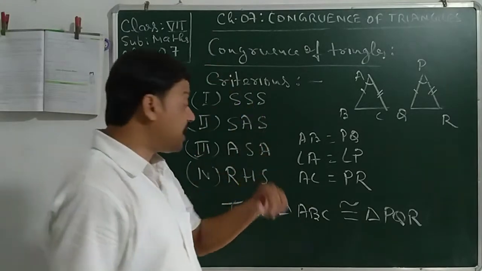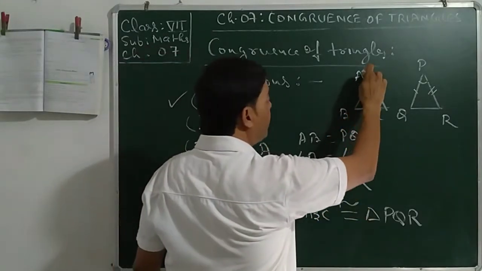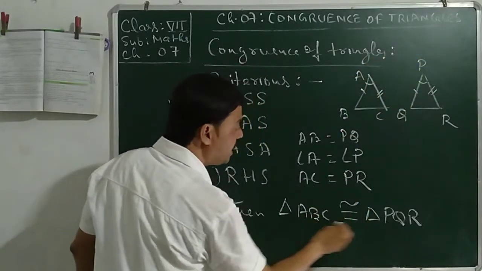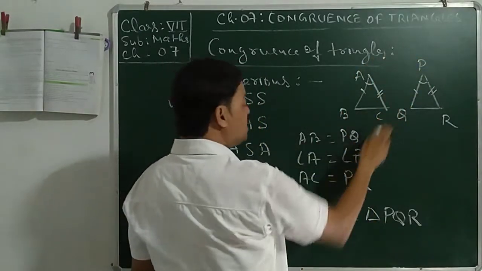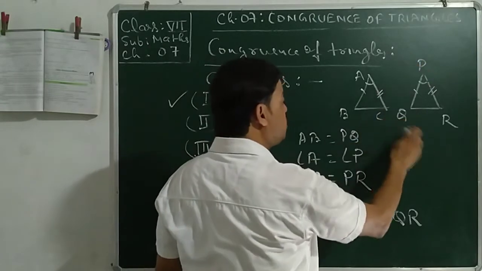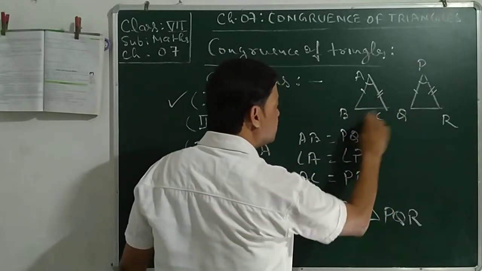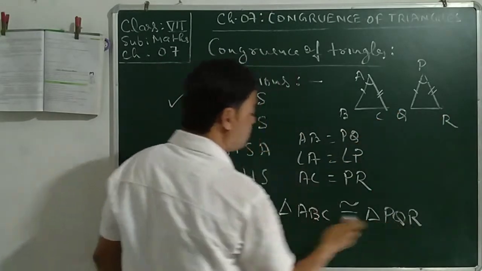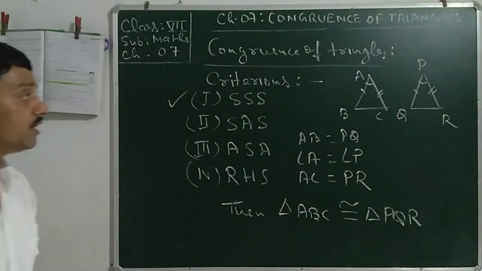While naming the triangles, that is also remarkable. The first alphabet is A, matching P is there. So first A, first P. Second is B, so second matching is Q. So second matching B with Q. And third matching C is with R. So we have put here in accordance with the order.